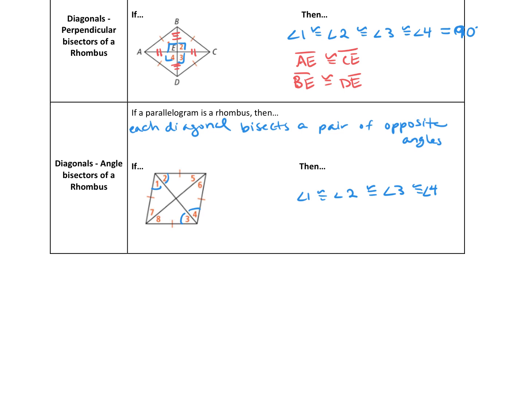All right, same idea, angles 5, 6, 7, 8. This angle in our rhombus is bisected, cut in half, so 5 and 6 are congruent. This angle over here, these are opposite angles in a parallelogram, so they are congruent. But the diagonal bisects this angle. So we have angle 7 congruent to angle 8, and those are also congruent to angle 5 and angle 6. So we can say angle 5 is congruent to angle 6, which is also congruent to angle 7 and congruent to angle 8.